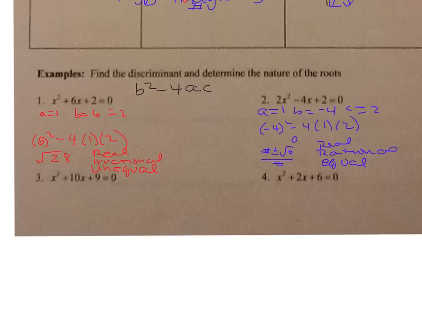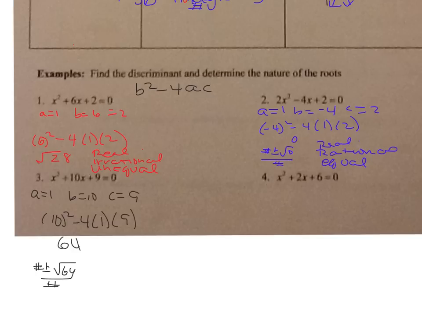Okay, let's try 3. A is 1, B is 10, C is 9. So it's 10 squared minus 4 times 1 times 9. Plug that in your calculator, and you get 64. So think about it. A number plus minus the square root of 64 over a number. So that is real. You could take the square root of 64, so that means it's rational. You get 8. So you're adding 8 and subtracting 8 from this number here. So that means they will be unequal.